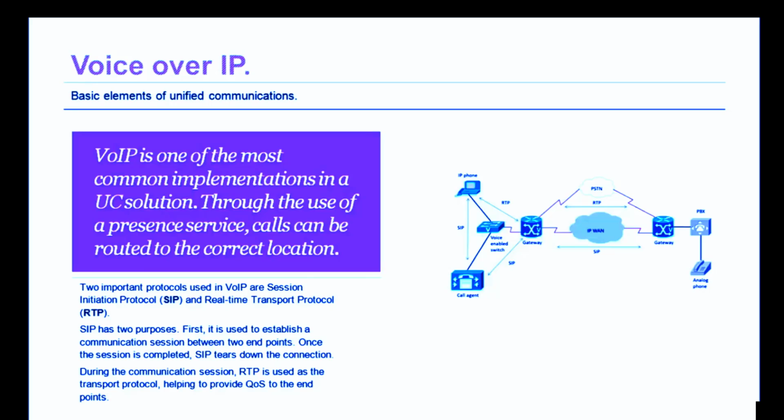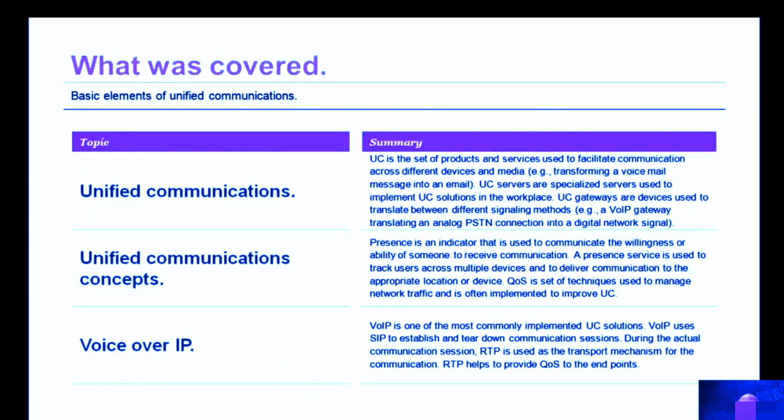SIP has two purposes. First, it is used to establish a communication session between two endpoints. The other purpose is that once the session is completed, SIP tears down that connection between the two endpoints. During the communication session, RTP is used as the transport protocol, helping to provide that quality of service through COS to the endpoints. Now that concludes this session on the basic elements of unified communication.